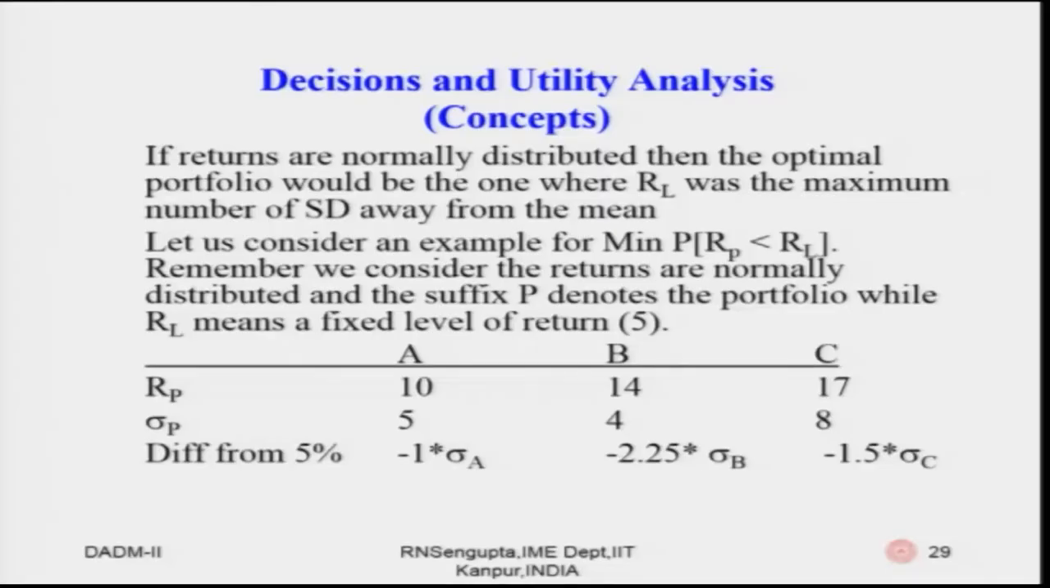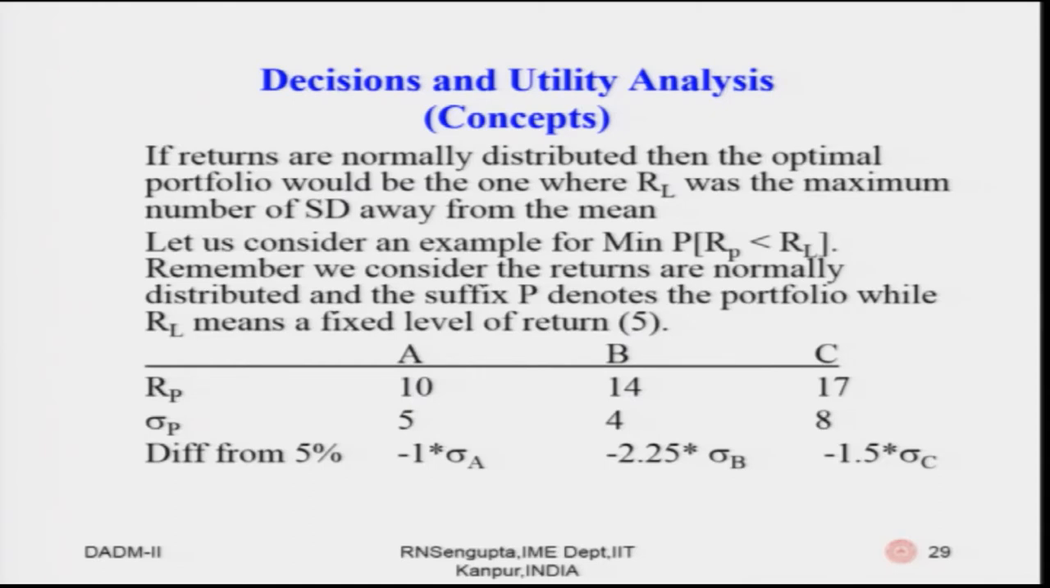So, if returns are normally distributed, then the optimal portfolio will be the one where RL, which is the stipulated value we have set for ourselves, is the maximum number of standard deviations away from the mean value. Whether it is on the right or the left, you can decide whether you are trying to take the positive returns or the negative returns. So, I will come to all those things later on.